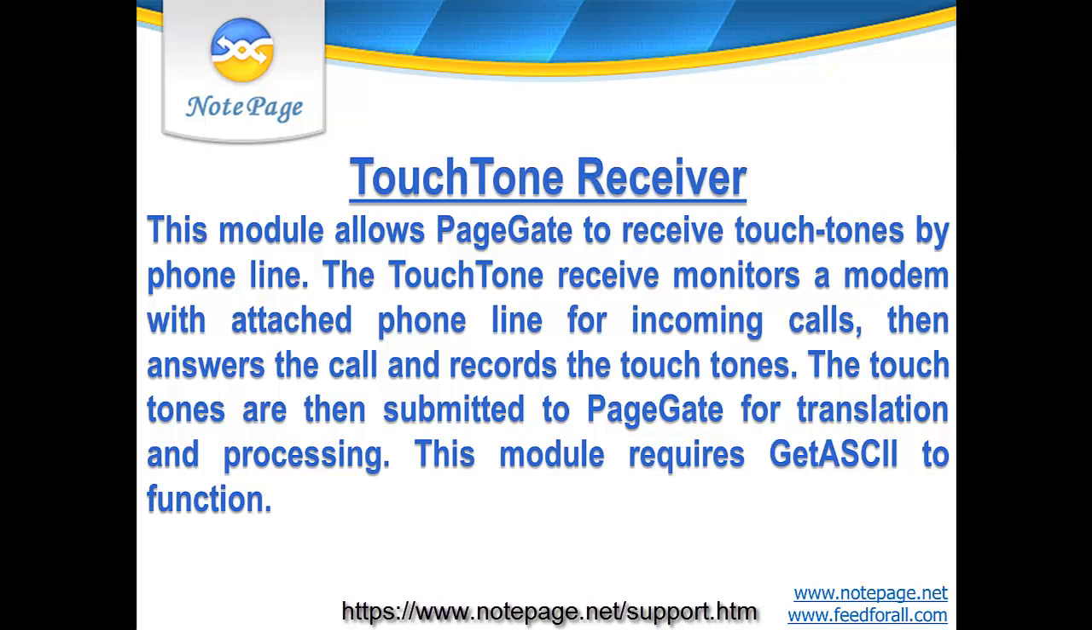Next we have the TouchTone Receiver. The TouchTone Receiver gives PageGate the ability to receive touchtones by phone line. This is most often used with relatively antiquated voicemail systems and anything that still relies on touchtones to operate. The TouchTone Receiver monitors a modem with attached phone line for incoming phone calls. When one comes in, it then answers the call and records the touchtones delivered. The touchtones are then submitted to PageGate for translation and processing. This module requires the GetASCII module to function.